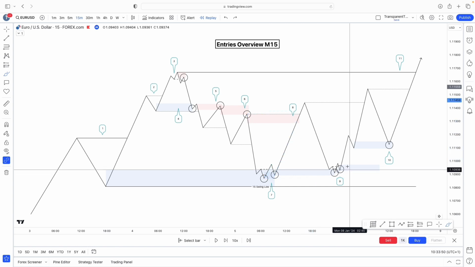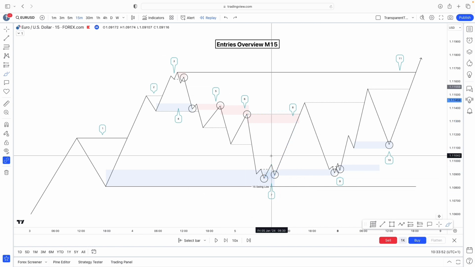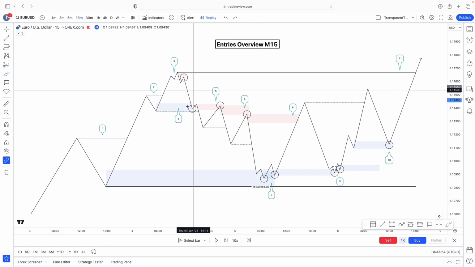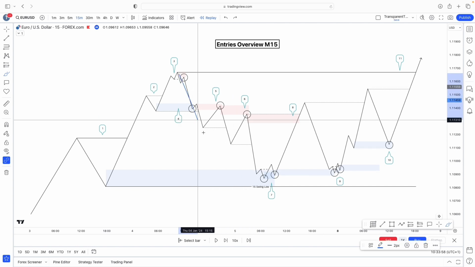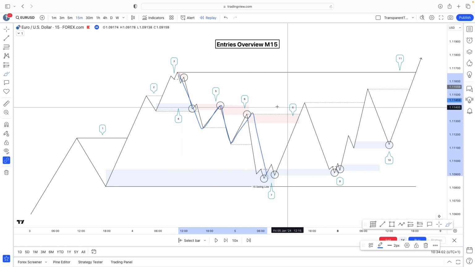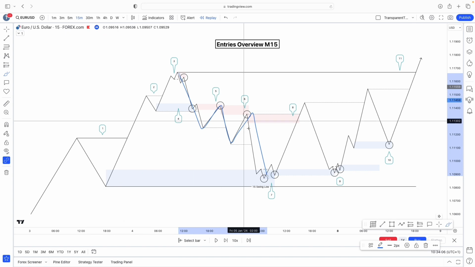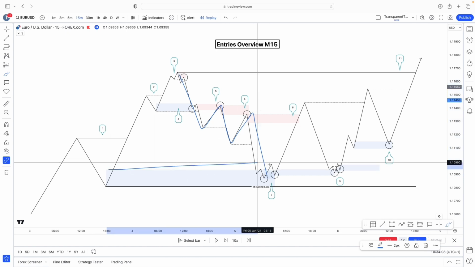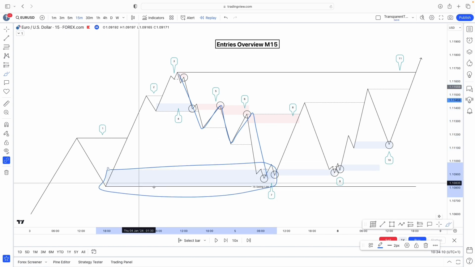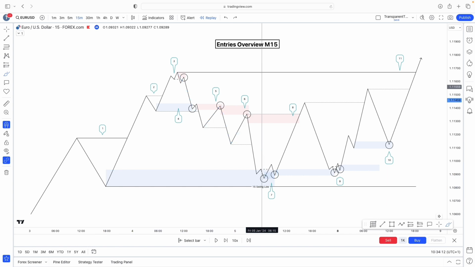However, we know that our swing structure carries more significance than our internal, and our internal structure has done its job to facilitate this swing pullback, right? It's completed its job. There's no need for the internal to continue bearish anymore, because it's completed its job and it's facilitated the swing pullback to the extreme swing demand zone, okay?